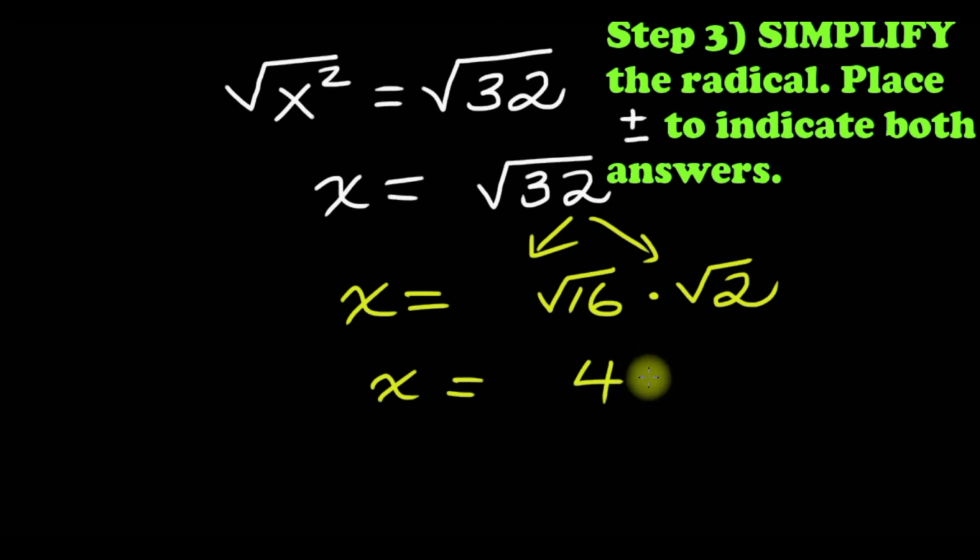And then the square root of 2, we leave it alone. And now we need to put that plus or minus in front of it, to indicate that you have a positive 4 square root of 2, and you have a negative 4 square root of 2.